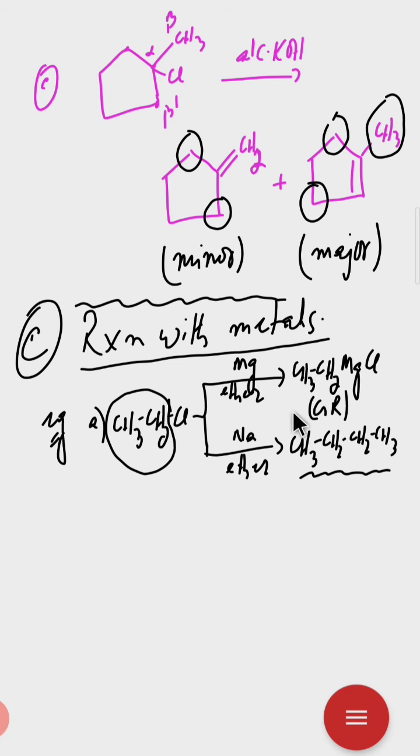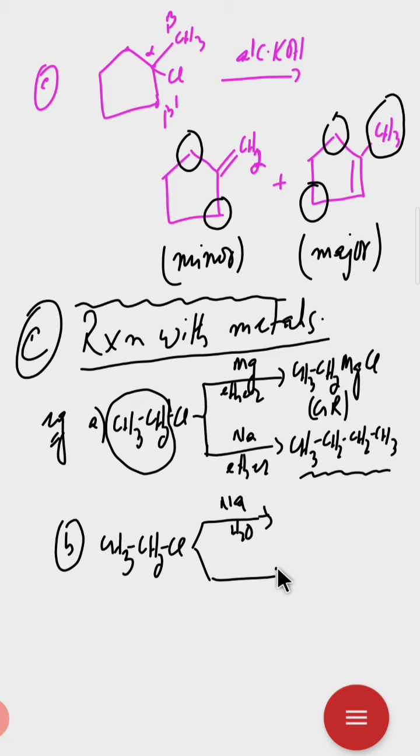Okay, now what will happen if these reactions are taking place in hydrated condition? Hydrated condition means this CH3CH2Cl is reacted with sodium in presence of water. What will happen? And if this ethyl chloride is reacted with magnesium in presence of water, what will happen? Right, these are the conditions that can be discussed in this type of reaction.